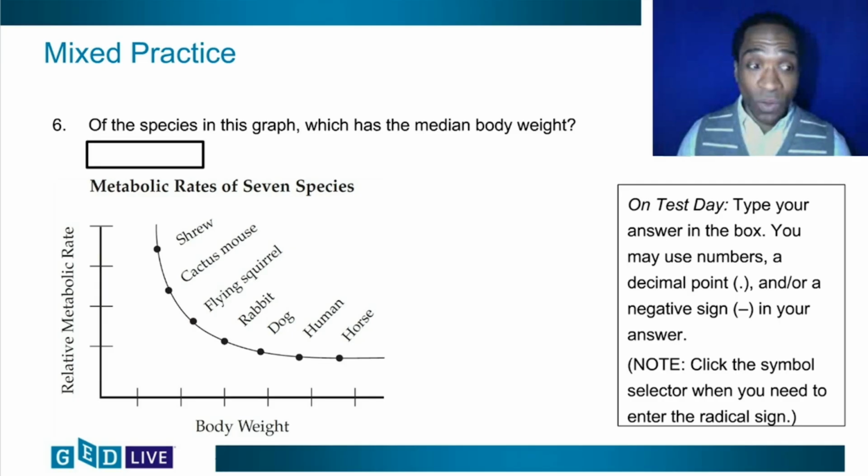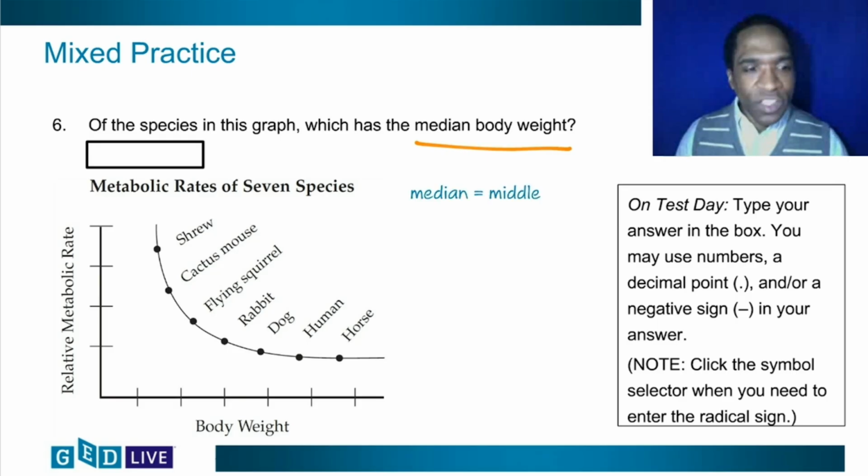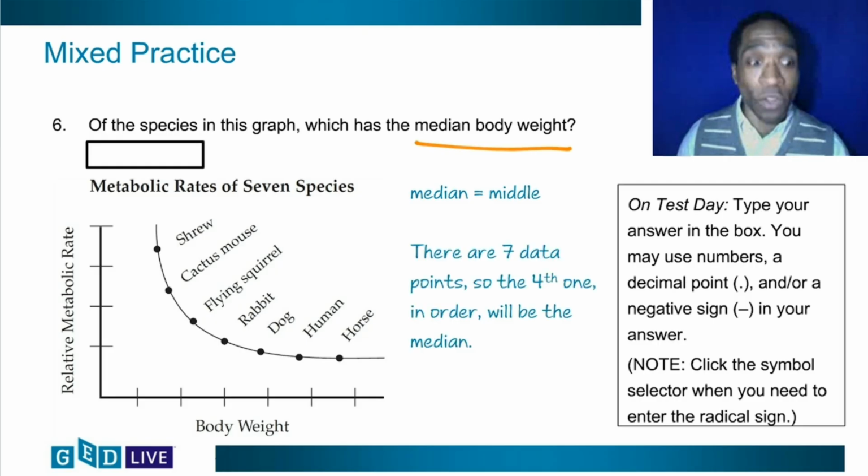All right, so we're asked for the median body weight. The median would be where in this list of animals? Remember, the median is all about the center of the data, so it's in the middle here. And how many points? There's 7. So remember, when there's an odd number of terms, the middle term is the median. In this case, that's the 4th point. That would be in the middle.